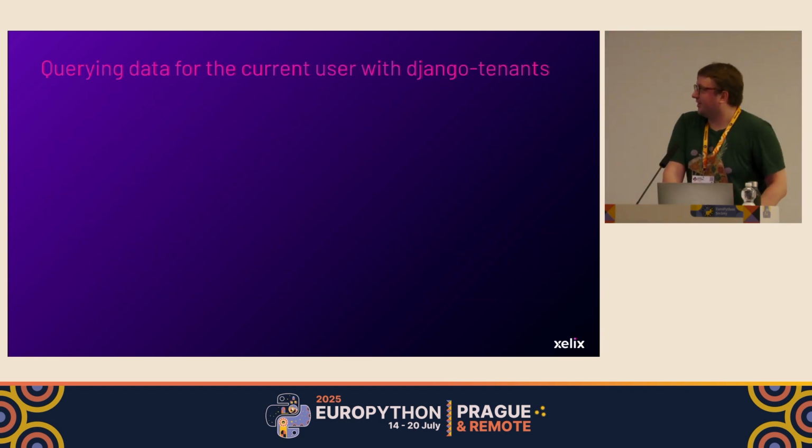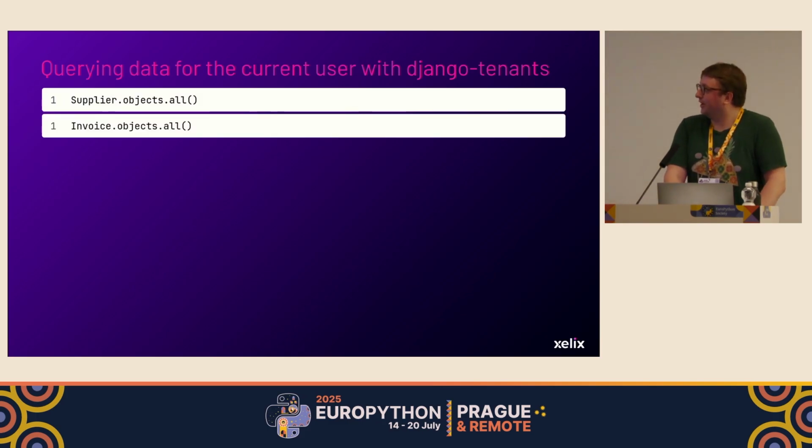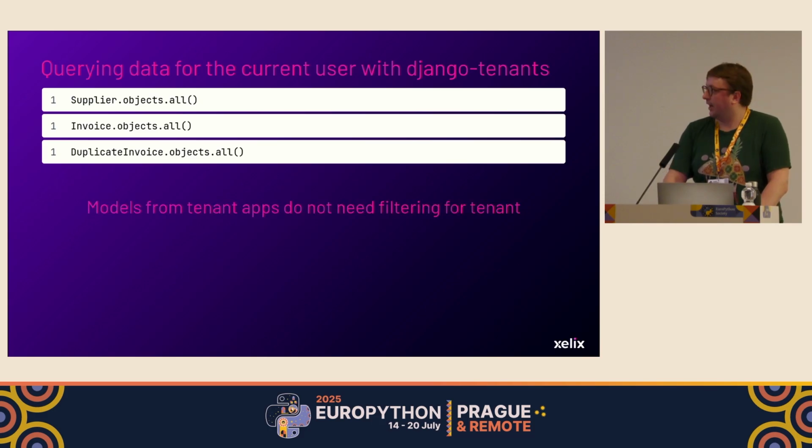To query the data from the current user, it's pretty simple because you can just do .all, and .all. So suddenly it becomes much simpler to actually select your data, and you don't have to do any filtering anymore.